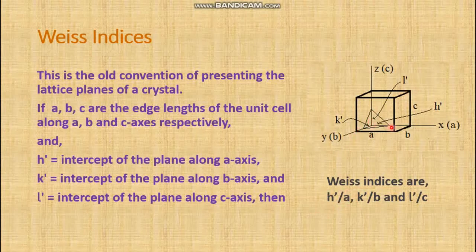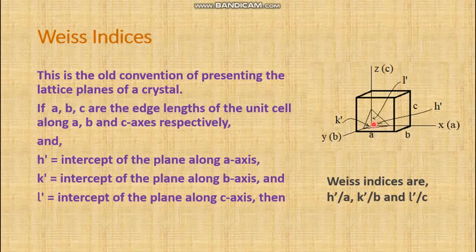For the second axis, suppose this is cutting at the 1/3 point. Okay, so at the 1/3 point it is 1/3 by 1. That means 1/3 a by a, or 1/3 b by b. So the a, b, c cancel each other, then only 1/3 remains.